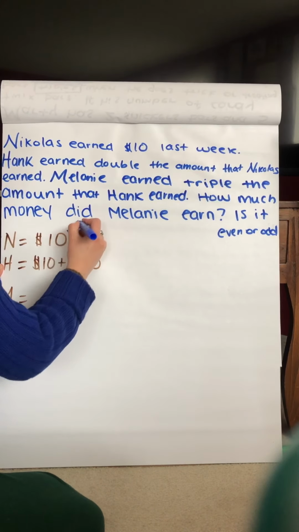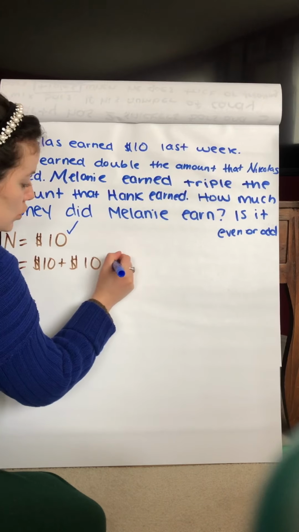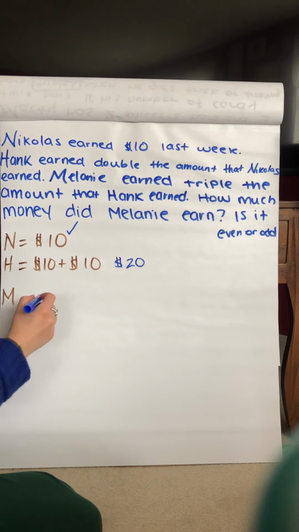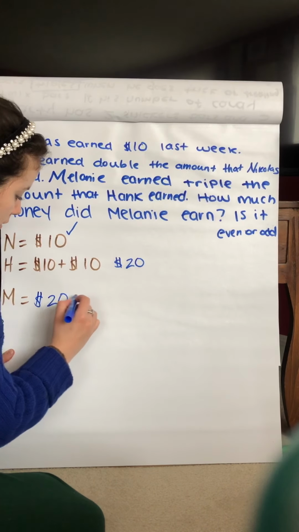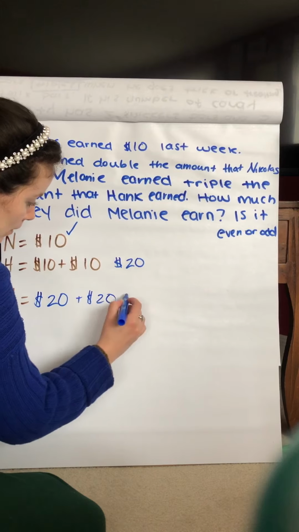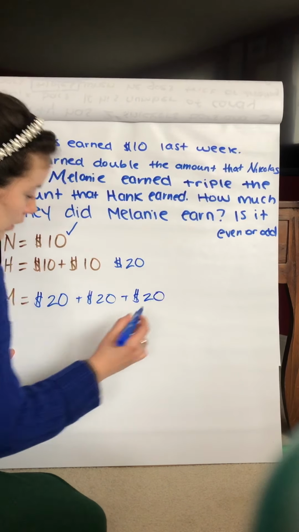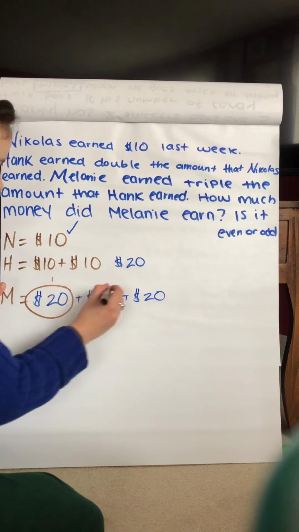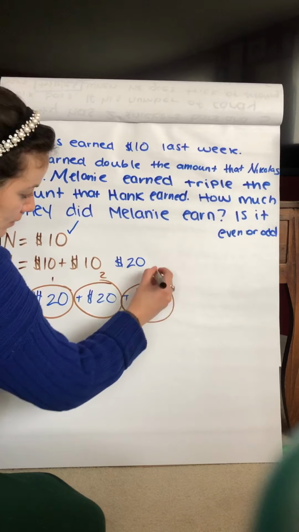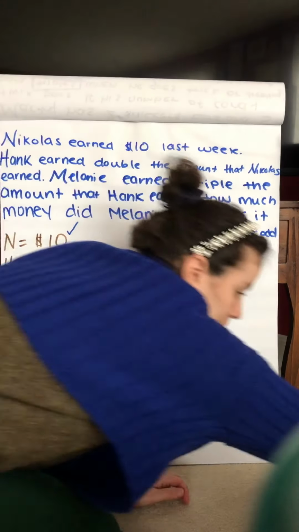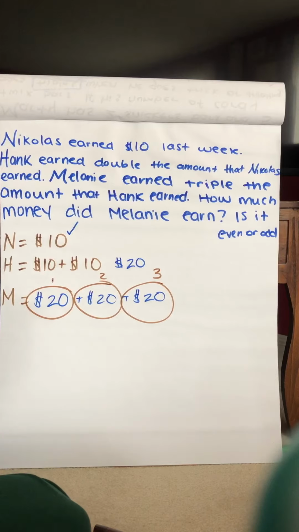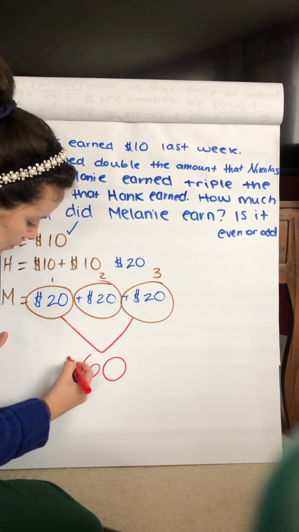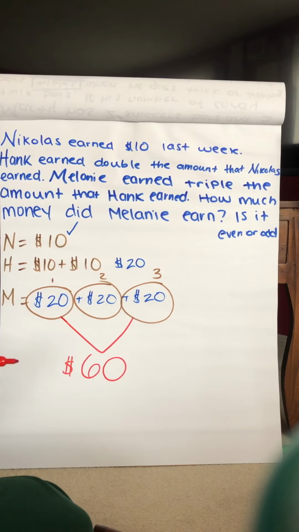So we know Nicholas is at 10. Hank is at 20, because when you double 10, you get 20. So that means that Melanie got 20 plus 20 plus 20. This goes back to our problem 1. When you triple something, you add it not once, not twice, but 3 times. And you guys are very good at counting by 20s, so you know that 20 plus 20 plus 20 gets you to 60. Melanie earned $60.